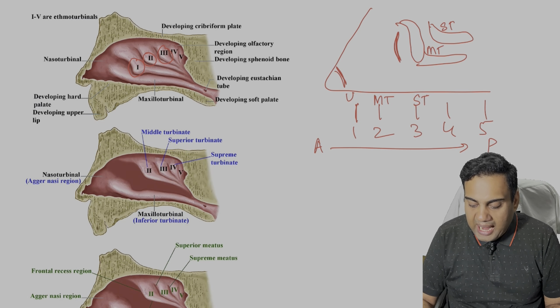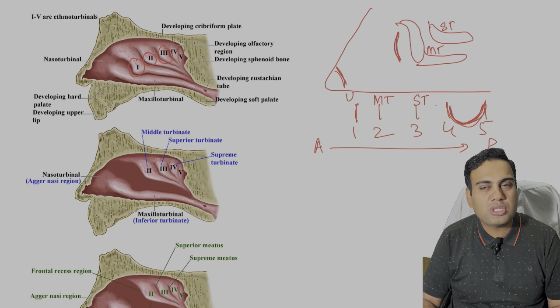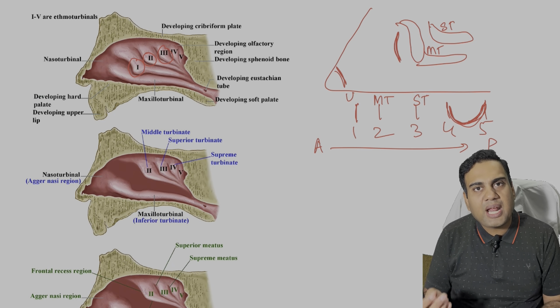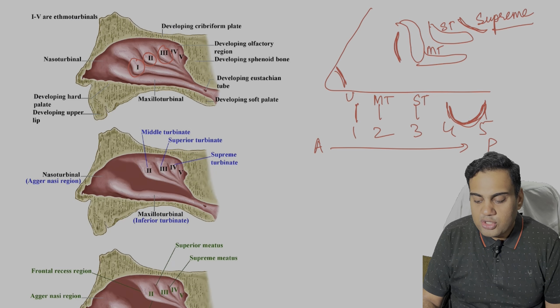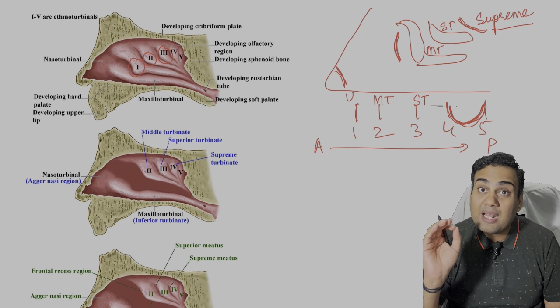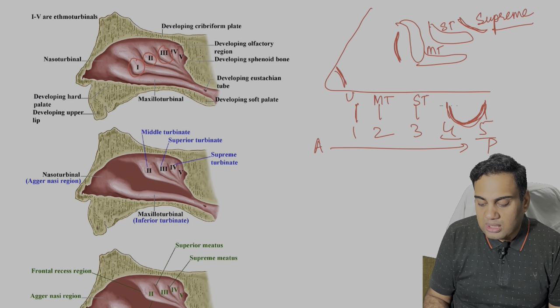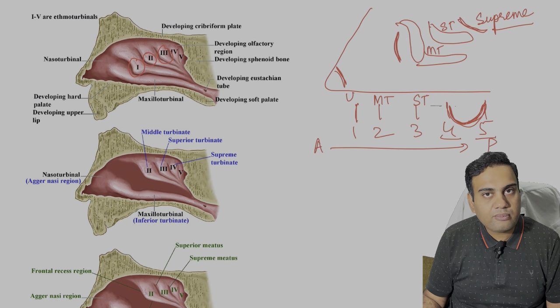And the fourth and the fifth usually fuse and regress. Sometimes they persist, and if they persist, they give rise to another turbinate called the supreme turbinate. So the supreme turbinate is not always present. It is rarely present, and if it is present, it is a remnant of the fourth and the fifth turbinal of the ethmoid bone.